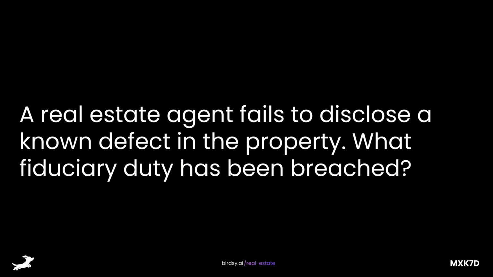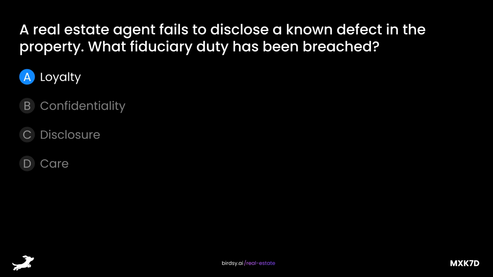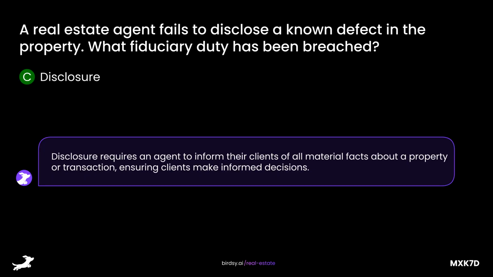A real estate agent fails to disclose a known defect in the property. What fiduciary duty has been breached? Is it A, loyalty, B, confidentiality, C, disclosure, or D, care? The answer is C, disclosure. Disclosure requires an agent to inform their clients of all material facts about a property or transaction, ensuring clients make informed decisions.